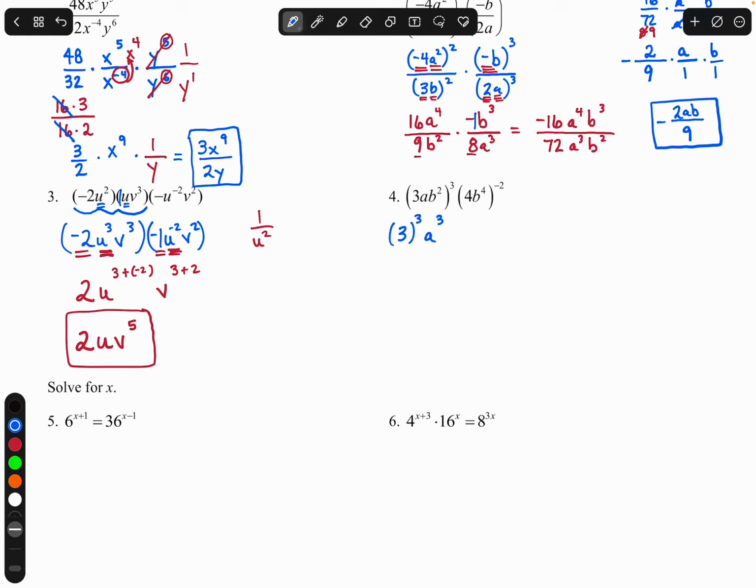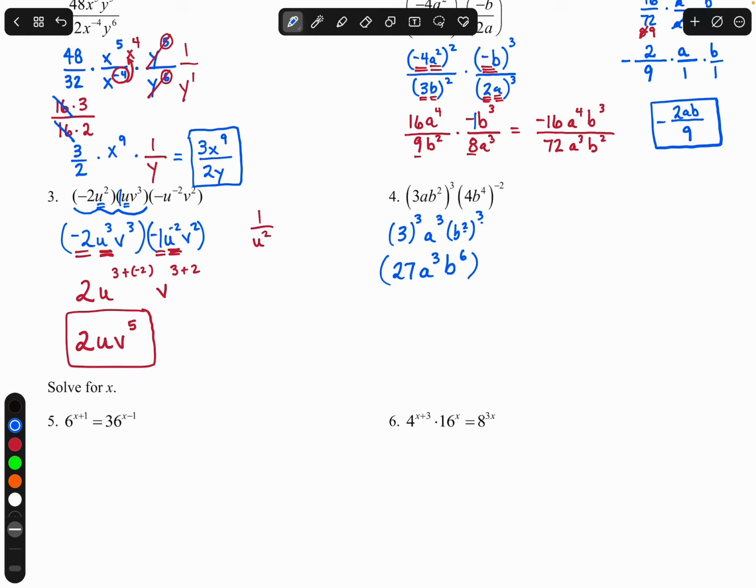Right, we've got a to the 3rd, we've got a b squared to the 3rd. Don't forget to raise 3 to the 3rd. That's usually the big mistake, is people forget to use the number or the numeral that's in front. So 3 to the 3rd we know is 27, a to the 3rd, and then 2 times 3 gives us 6, so b to the 6th.